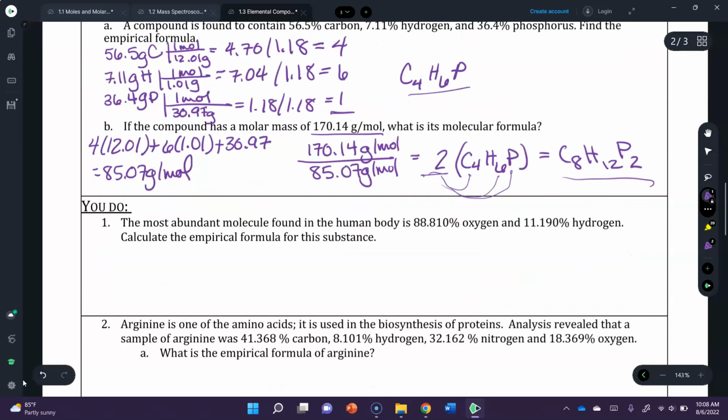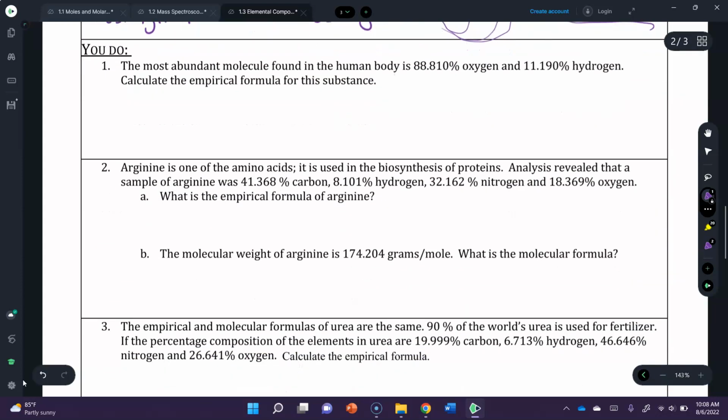Okay, so now complete the additional practice problems in the you-do. The answer key will be available for you to check your work in class.